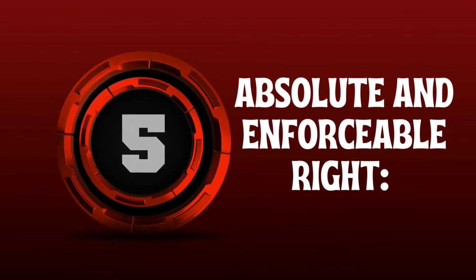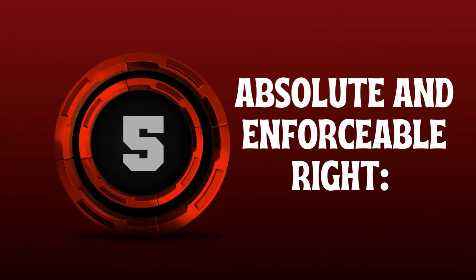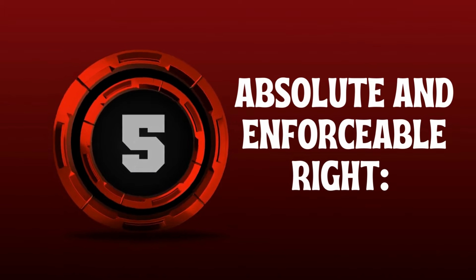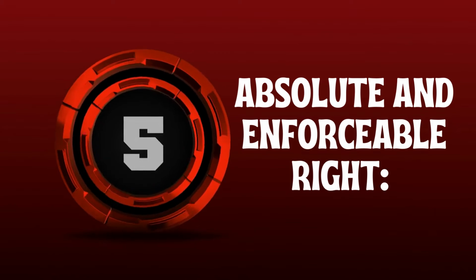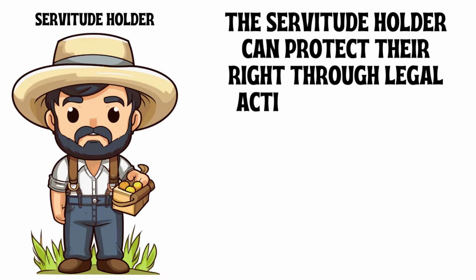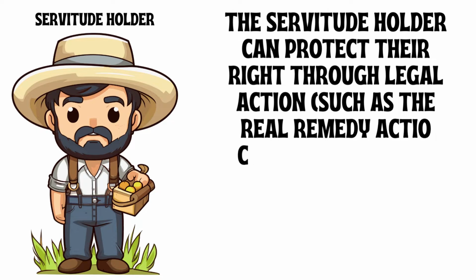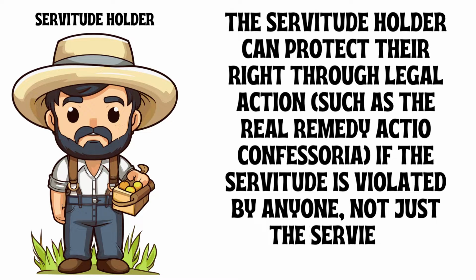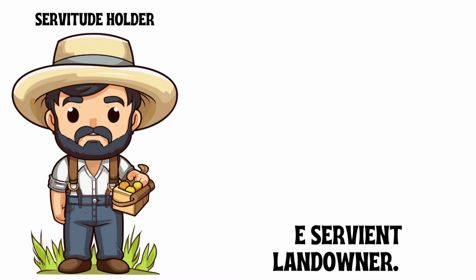5. Absolute and enforceable right. The right of the holder of the servitude is absolute and enforceable against the whole world. This means that the servitude holder can protect their right through legal action, such as the real remedy actio confessoria, if the servitude is violated by anyone, not just the servient landowner.